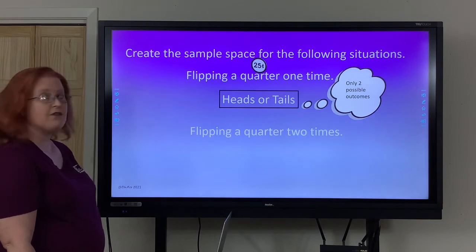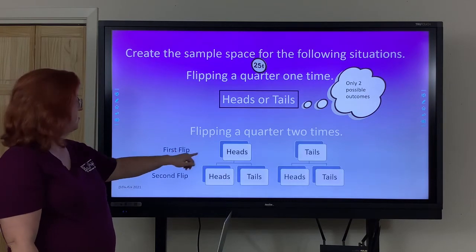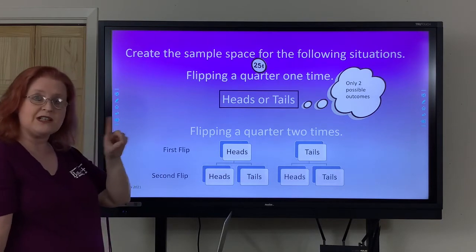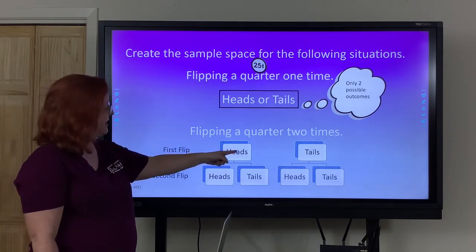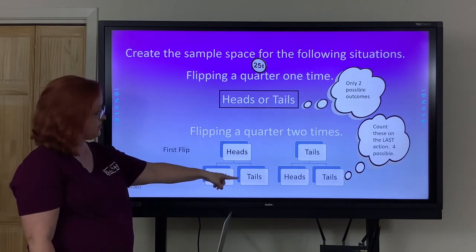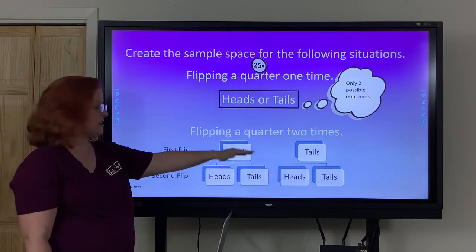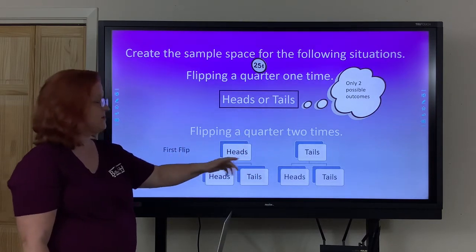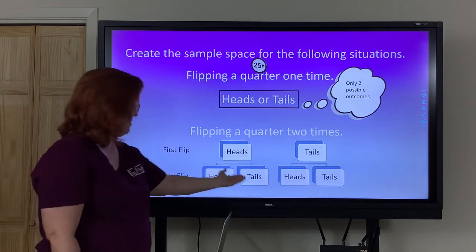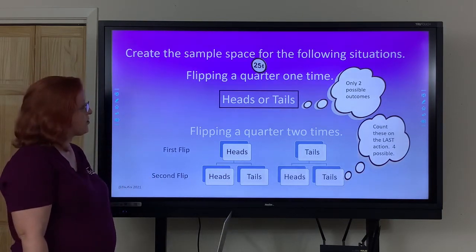All right, what if we flip a quarter 2 times? So our first time, we have heads and we have tails. Those are our first action. If we landed on heads, for our second action, we could land on heads or tails. And if we landed on tails the first time, we could also land on heads or tails. And so what you do is you count the second numbers. So there's 4 possible outcomes if you flip a quarter 2 times.